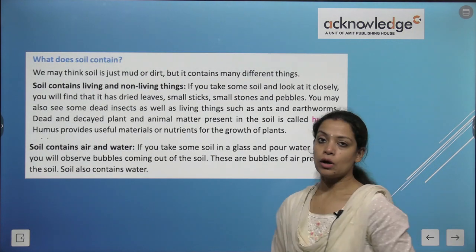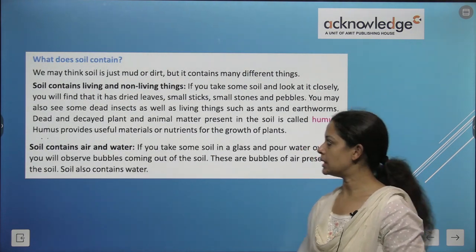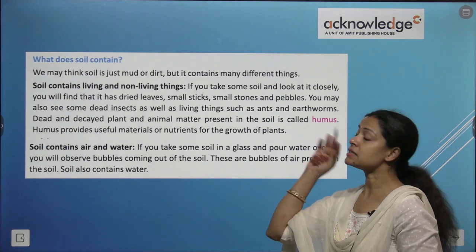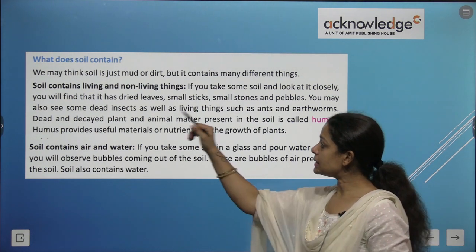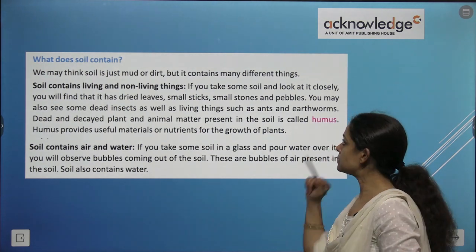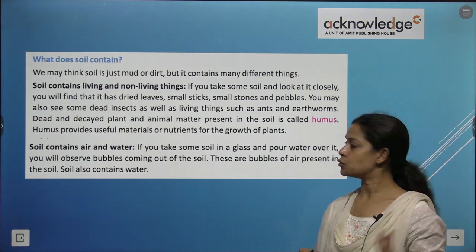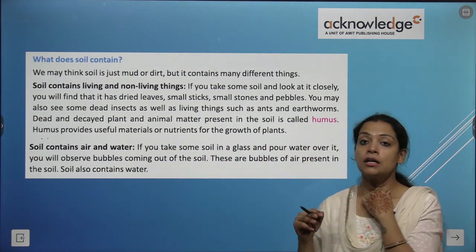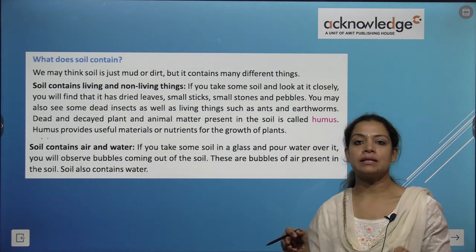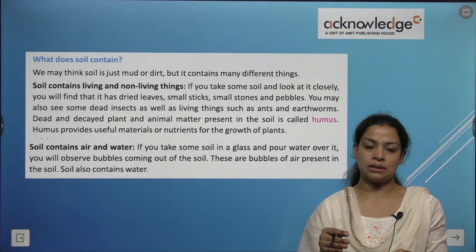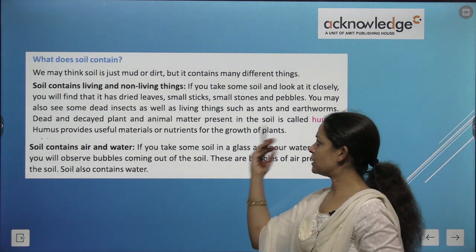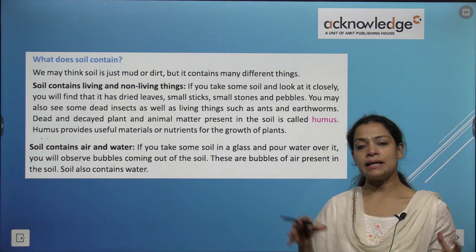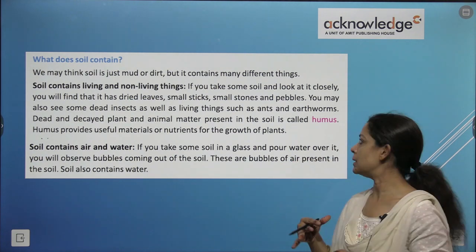Now what does soil contain? ऐसा क्या soil में होता है? We may think soil is just mud or dirt, but it contains many different things. Soil contains living and non-living things. If you take soil, अगर आप soil लेते हैं and look at it closely, you will find that it has dried leaves. Soil में बहुत सारे parts and particles होते हैं. उसमें dried leaves होते हैं, कुछ sticks होते हैं, small stones and pebbles होते हैं. So it contains various things in it.